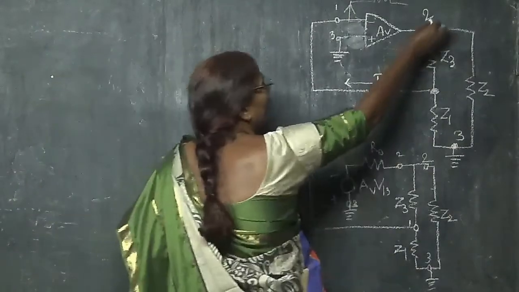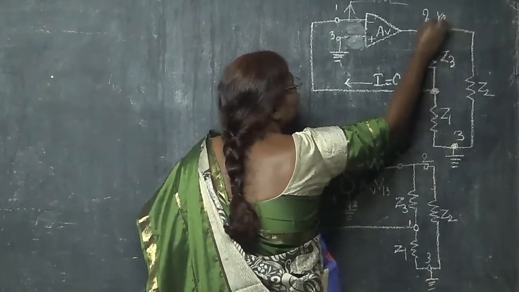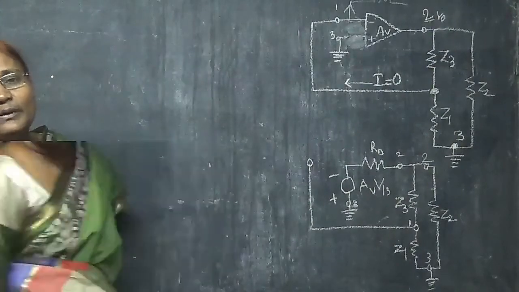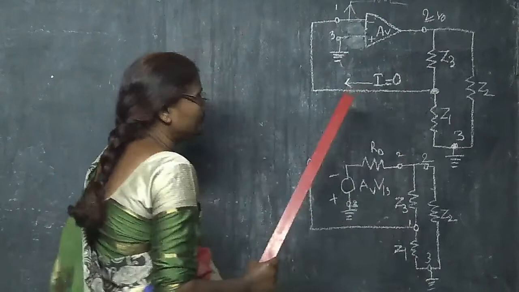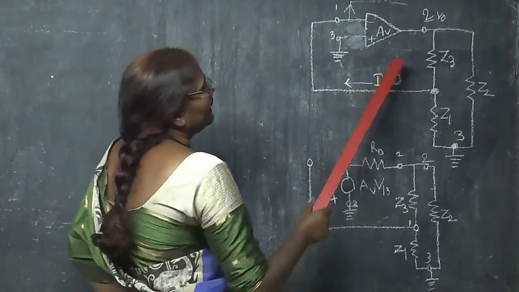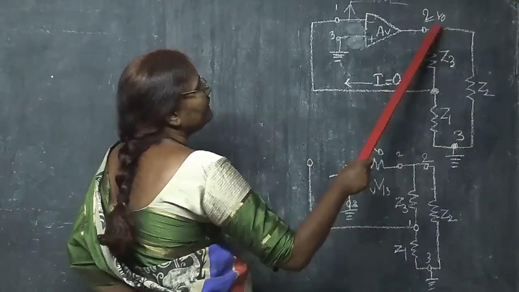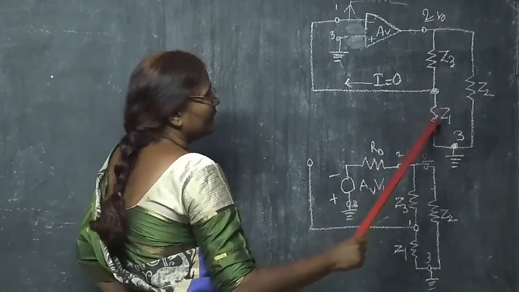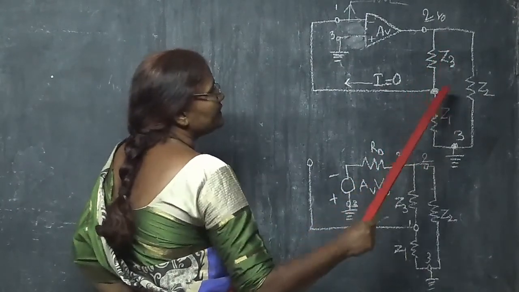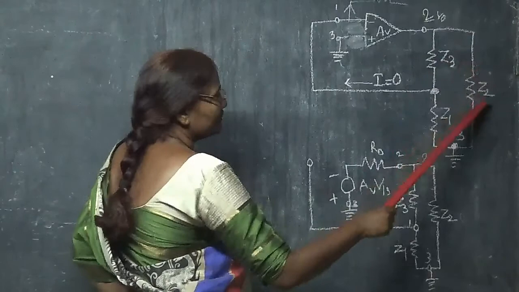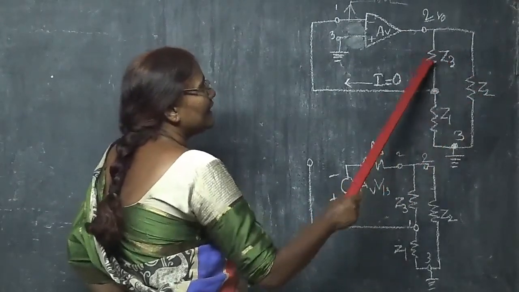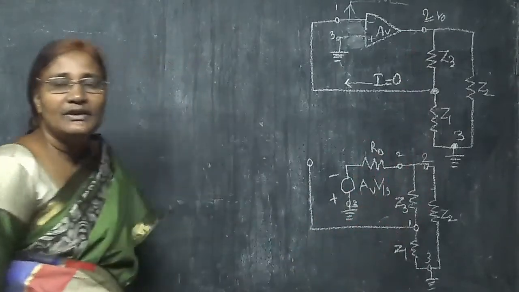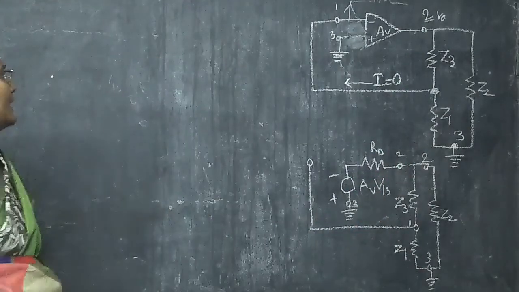So what is my output going to be? Minus V0. My output is going to be minus V0. That we have to remember. Next thing, here, whatever current is flowing in the Z3, Z1 and Z2 branches, you just observe. Z1, Z2, Z3 are the impedances.